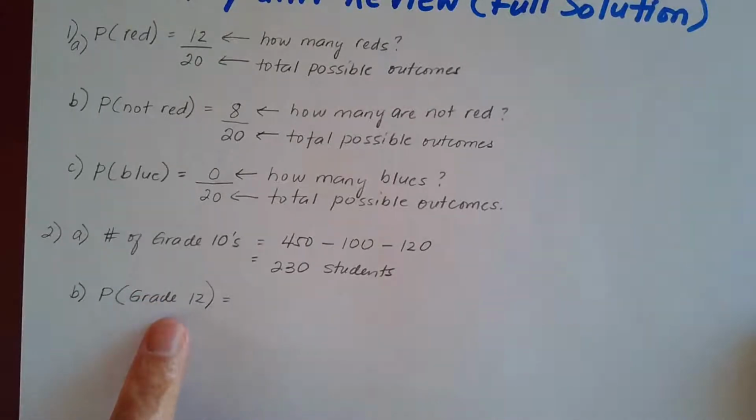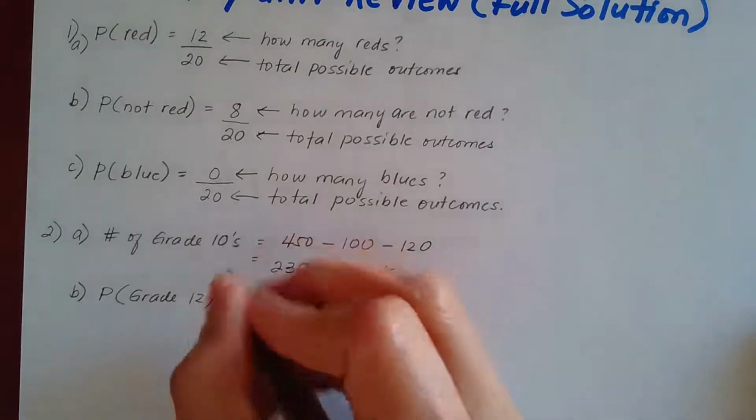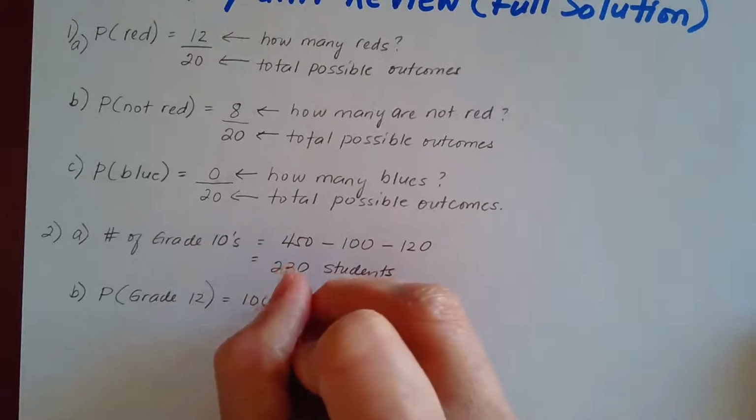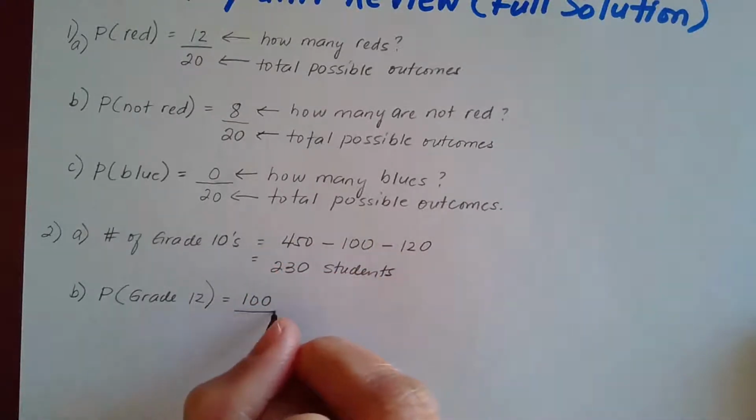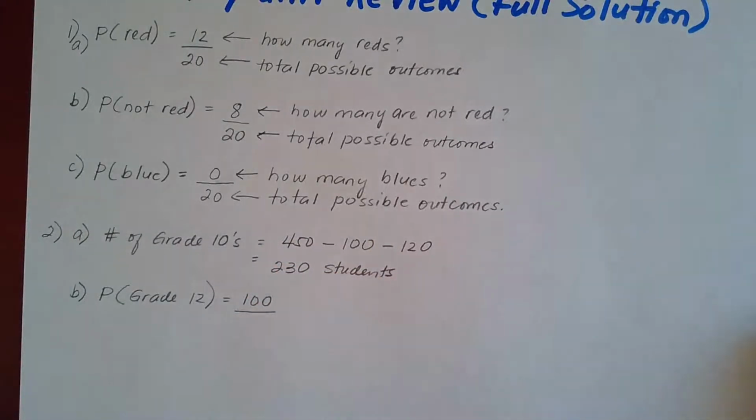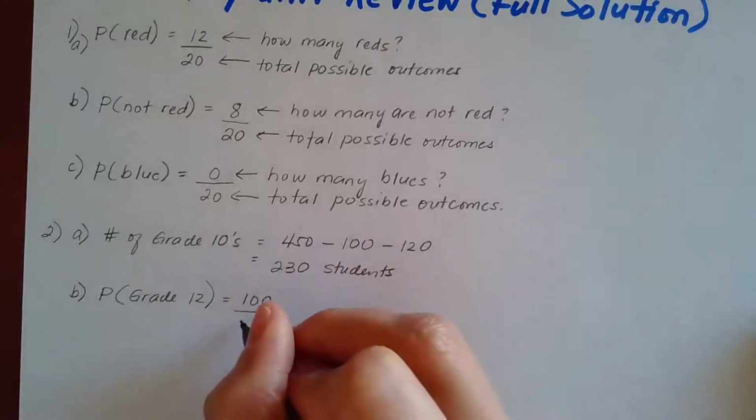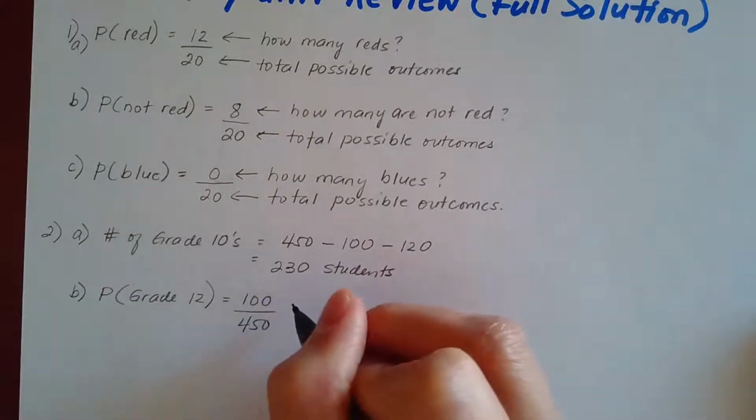Because we're talking about probability, we have to look at how many are grade 12s. How many are grade 12s? There's going to be 100 of them out of, because it's a probability, the total possible outcome. So the total students would be 450.